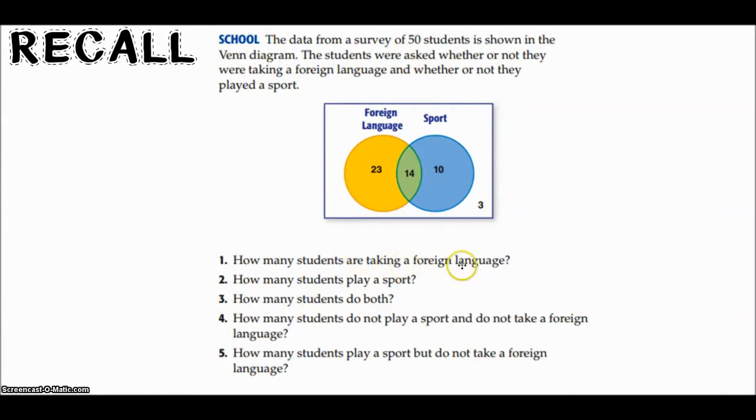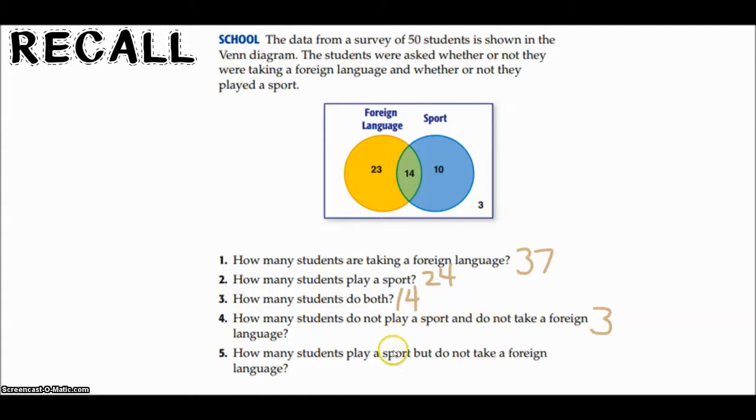How many students are taking foreign language? If I asked all 50 of these kids to raise their hand if they're taking foreign language, I would have these 23 plus these 14, which gives me 37. How many students play a sport? I have these 10 and these 14, so that makes 24. How many students do both? That would be this green area of 14. How many students do not play a sport and do not take a foreign language? That's going to be these 3 kids out here that do neither.